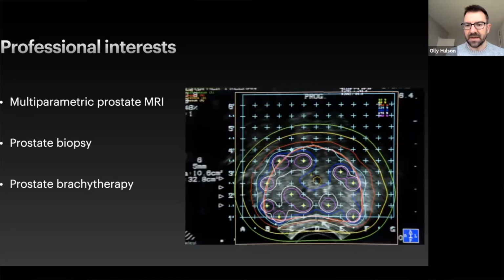And I hope by the end of the year, most centres in West Yorkshire will have moved to transperineal prostate biopsy. And as I said previously, I also have a role in our prostate brachytherapy service. And as part of the prostate therapeutics scene here in Leeds, we're currently exploring focal therapy for prostate cancer as part of an extended research trial, a multi-centre trial. And I'm sure that in the next 3 to 5 years, focal therapy will come to the forefront, particularly for localized organ-confined tumours.